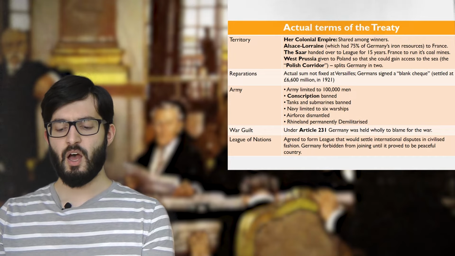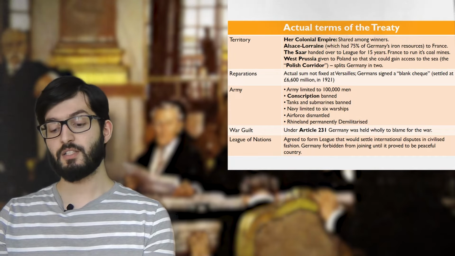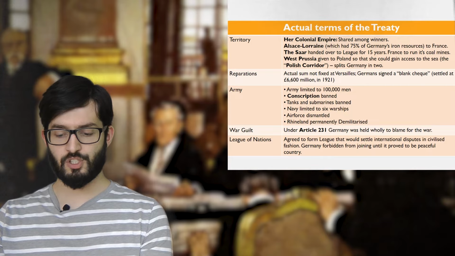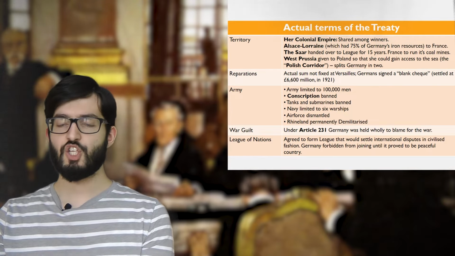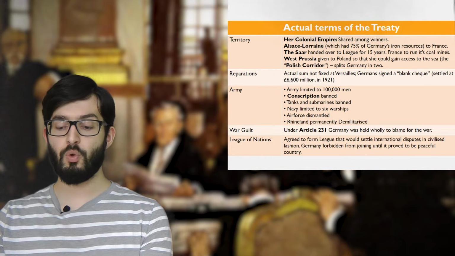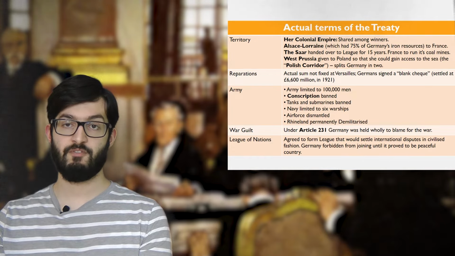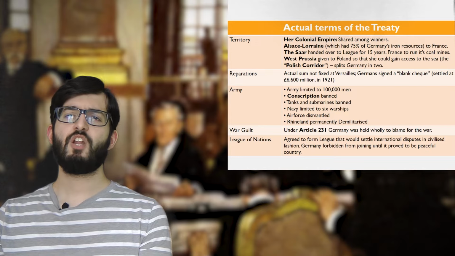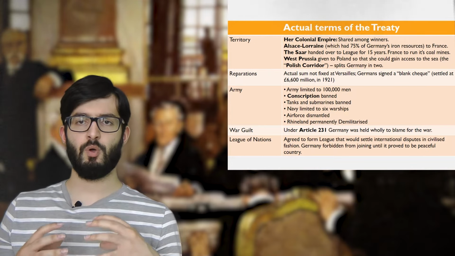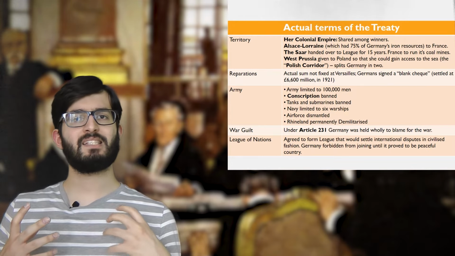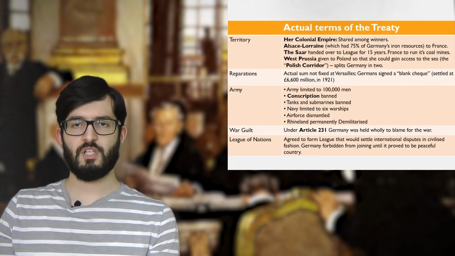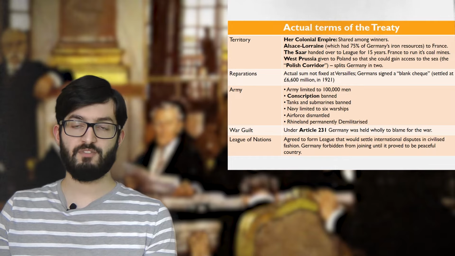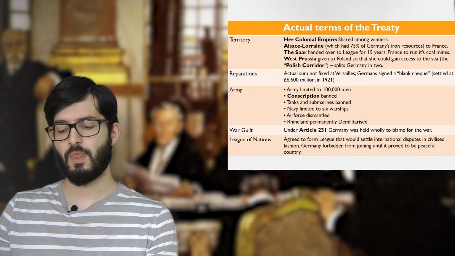And then, second to last, there is of course the War Guilt Clause. Under Article 231 of the treaty, known as the War Guilt Clause, Germany was held wholly to blame for the outbreak of the First World War, which in and of itself doesn't lead to any individual actions, but essentially acts as a moral justification for the nature of the treaty, as of course the war was Germany's fault entirely, according to the treaty.